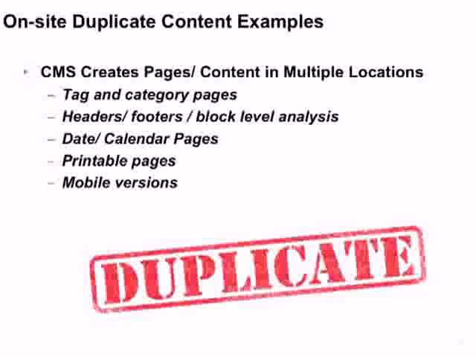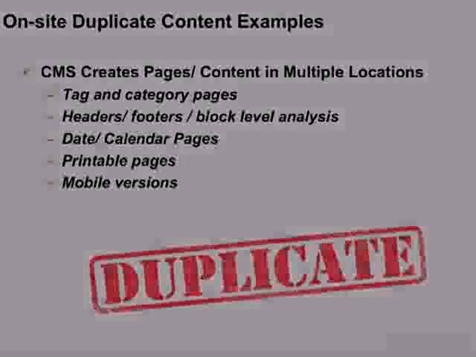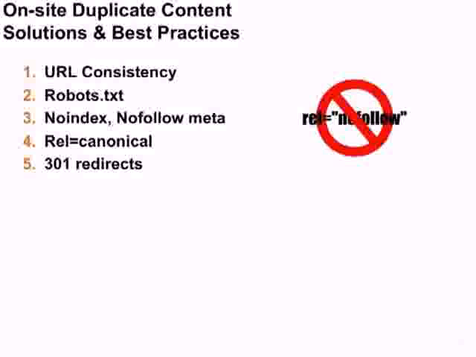You can see how printable pages and mobile versions that get indexed into the traditional index would be duplicate content as well. So what are the solutions and best practices for this on-site duplicate content? Well, URL consistency is very important. Robots.txt, noindex, and rel canonical we'll talk about along with 301 redirects in the next section of this series.